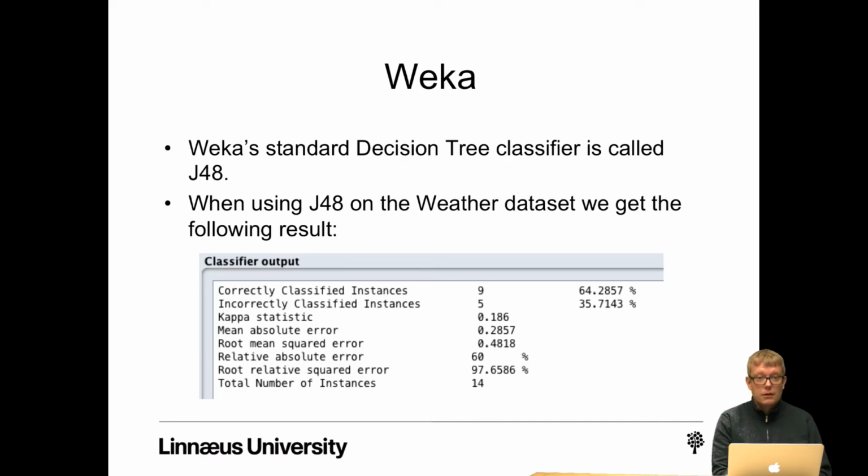The Weka standard decision tree classifier is called J48. When using J48 on the weather dataset, we get the following result. Correctly classified instances: 9 out of 14, only 64.2857%. So it's not a very good result. But this is when we use cross-validation, and cross-validation is quite sensitive if we have very small datasets with few examples.